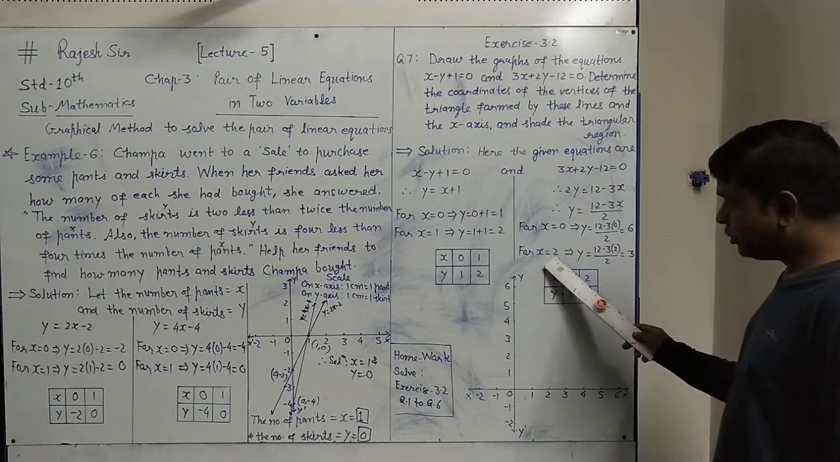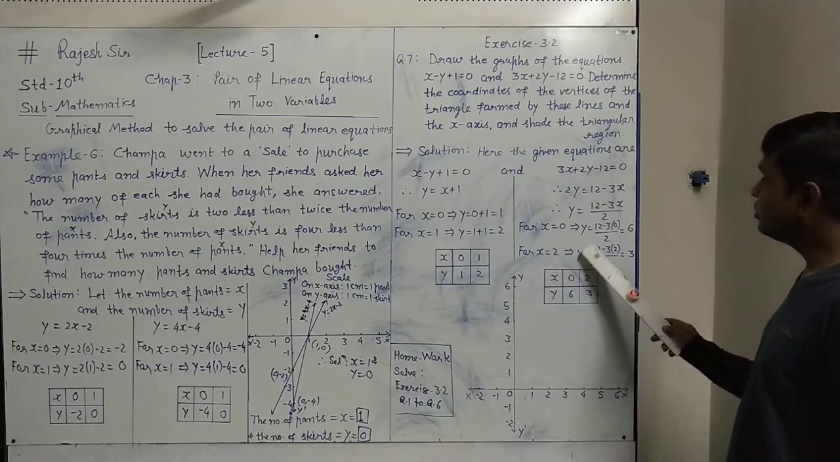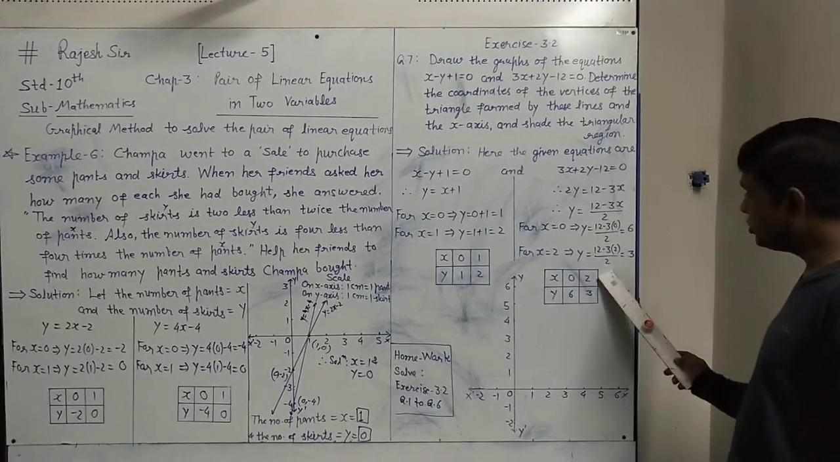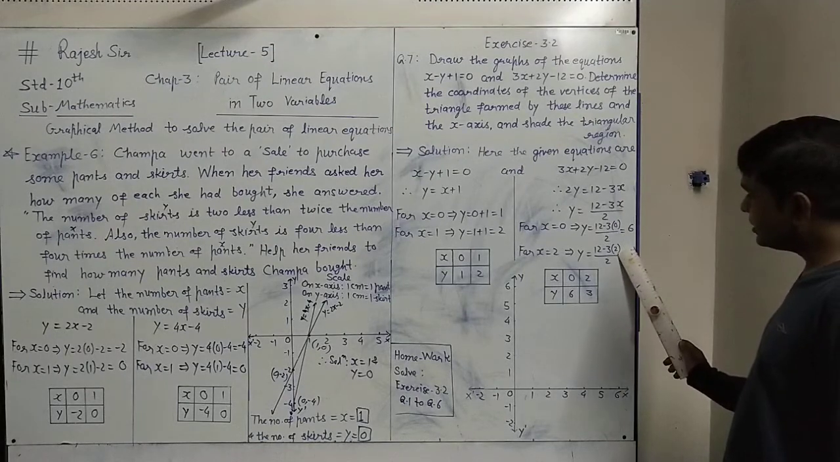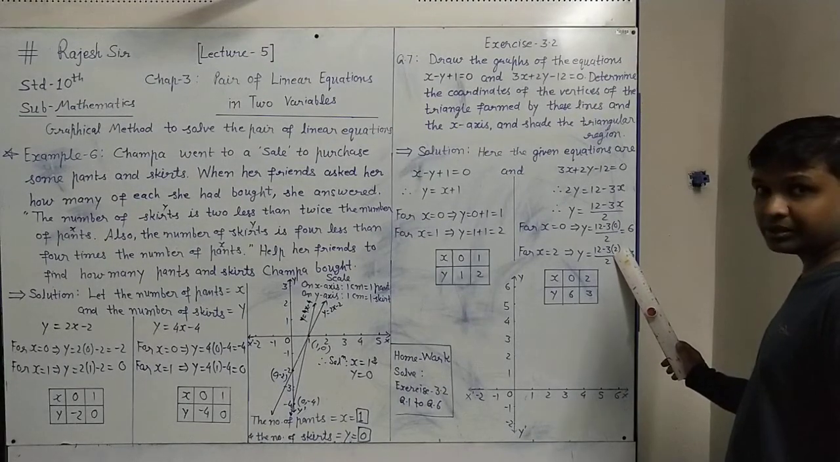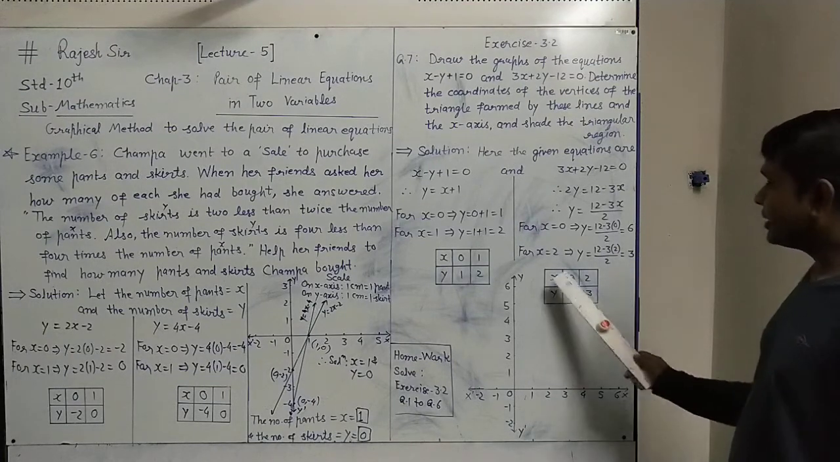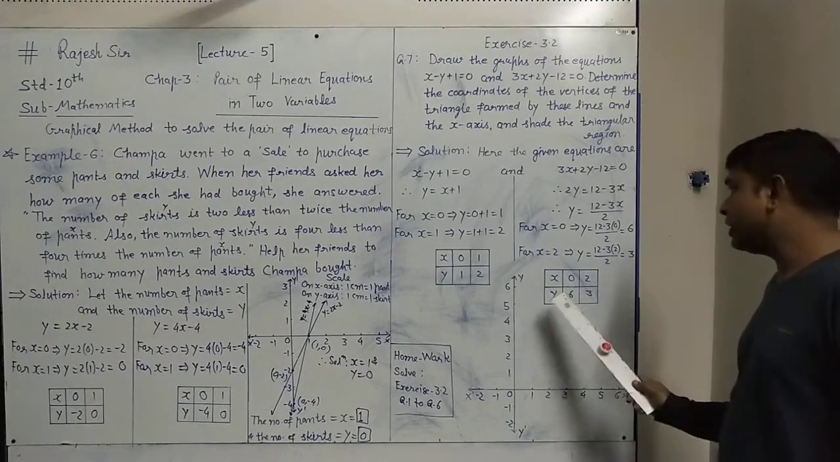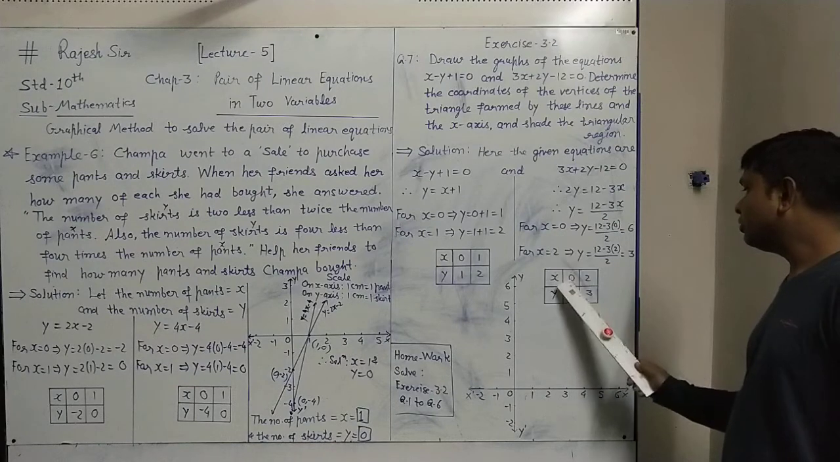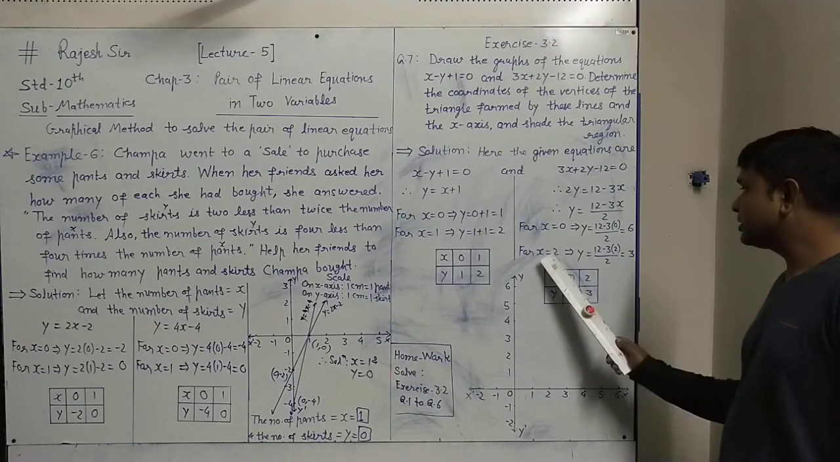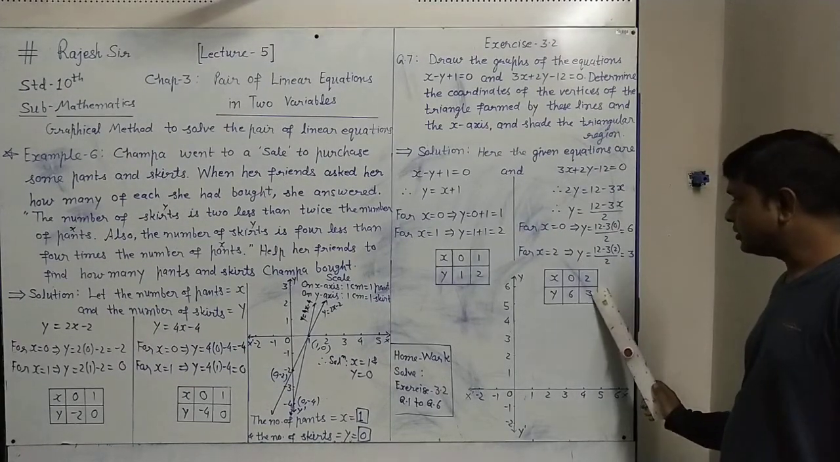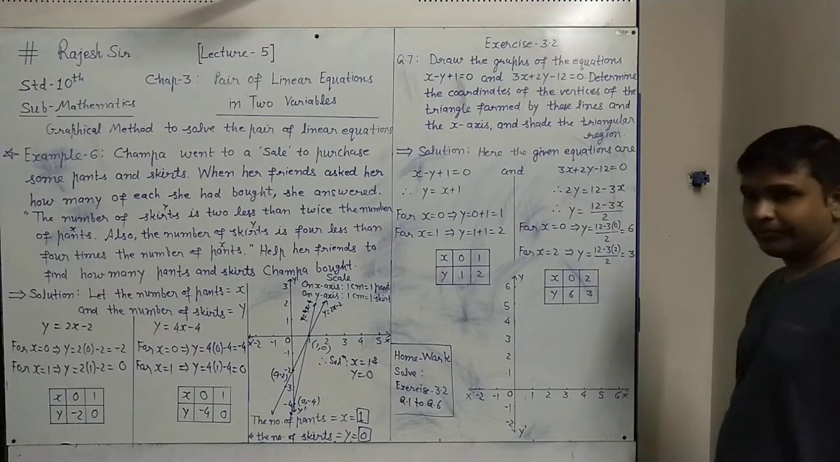For x equal to 2, if I place it, y equals (12 minus 3 into 2) upon 2. 3 into 2 is 6. 12 minus 6 will be 6. 6 upon 2 will give 3. So in the table of x and y, two solutions are: when x is 0, y is 6, and when x is 2, y is 3. So (0, 6) and (2, 3).